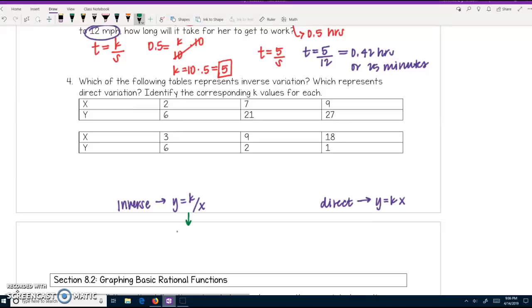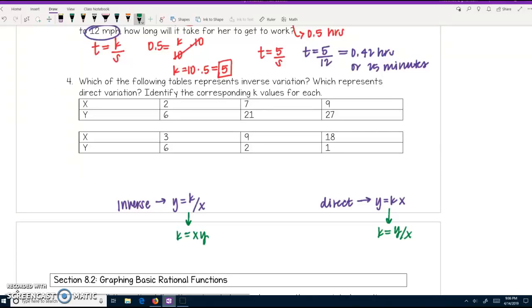So here, in order to solve for k, I would multiply x over to the other side. So I would have k equals x times y. In my direct variation, in order to get k by itself, I need to divide it over to the other side. So I would take y and divide it by x.